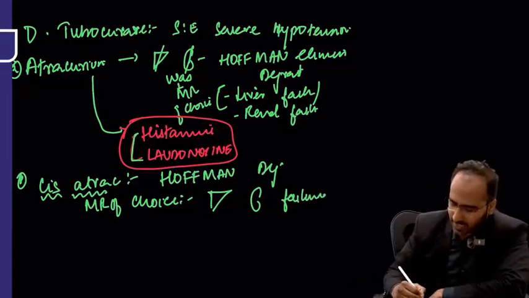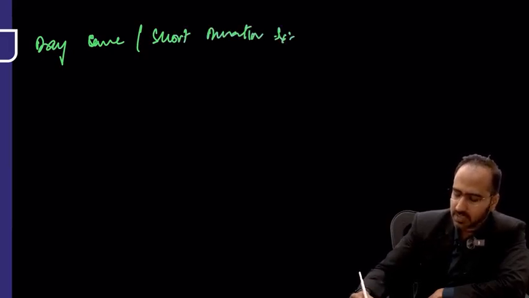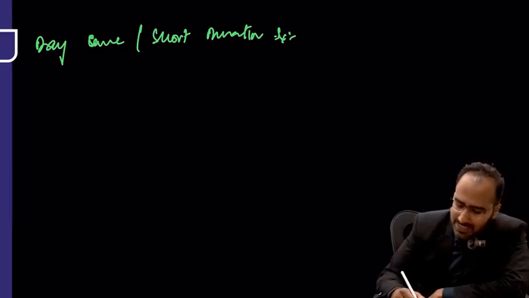Next, after cis-atracurium, the anesthetists thought their work was done, but it was not. Why? Because there were two groups of surgeons who came to the anesthetist and told that, sir, we want a muscle relaxant that works for daycare surgeries or short duration surgery. Okay? So, the next muscle relaxant that came into the market was what, guys?